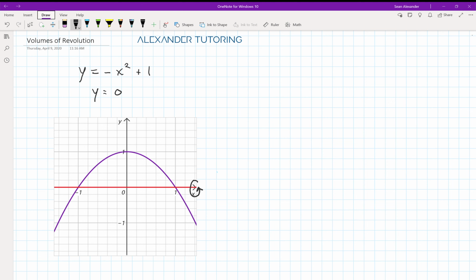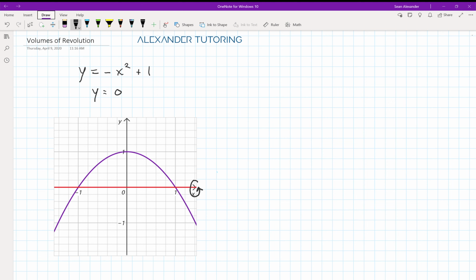Volumes of revolution. If you're in calculus right now, you're probably doing that right around now. That's something that tends to come up towards the end of the year, and it's quite tricky, especially at first, so I just wanted to help you all out trying to understand these things.